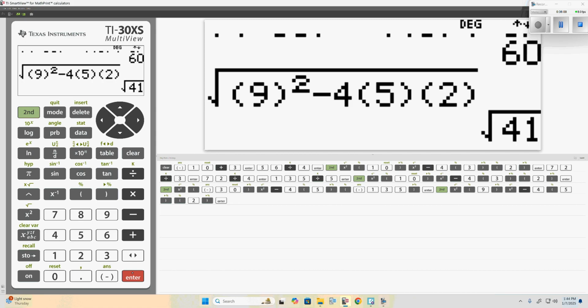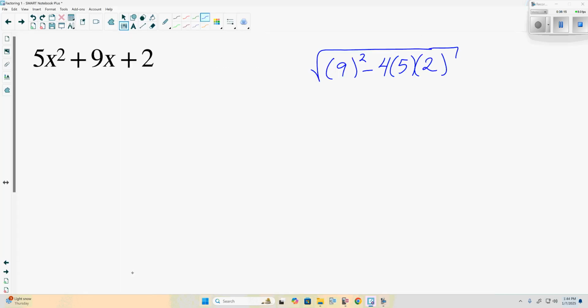Here, that's not a whole number. So what does that tell us about this quadratic? It's not factorable. Did we have a greatest common factor? No. So this here is actually not factorable. It's already simplified as it gets. I can't take it any further.